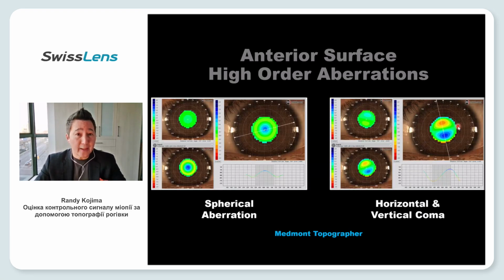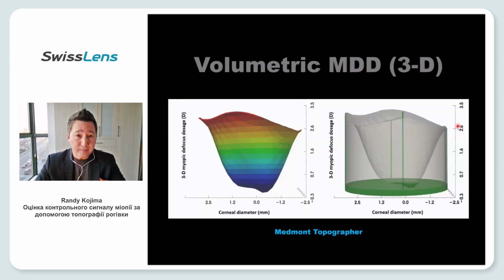Next was to look at the aberrations, and these are not ocular aberrations. These are the anterior surface only. So aberrations we could measure with a Placido topographer, with the Medmont. So we were curious, can we use the HOAs, the high order aberrations measured by Medmont, to predict the axial growth that was likely? Then another thing that was looked at was the volume of power.